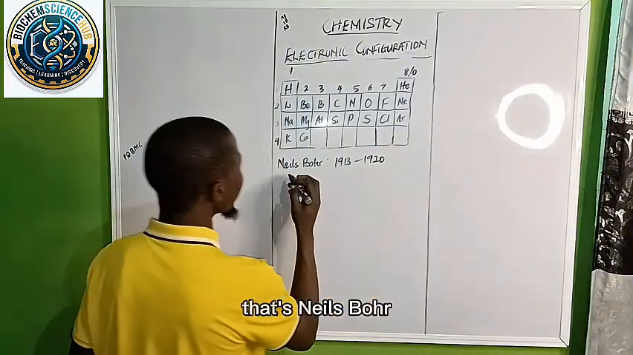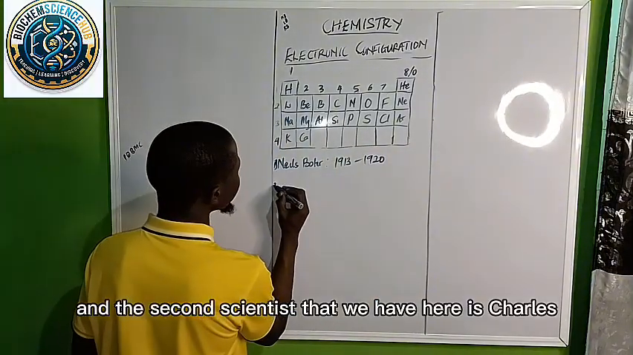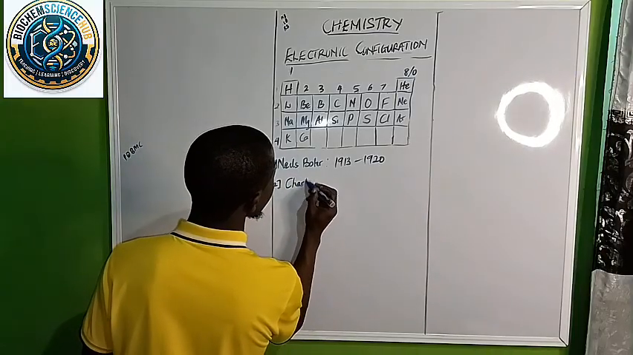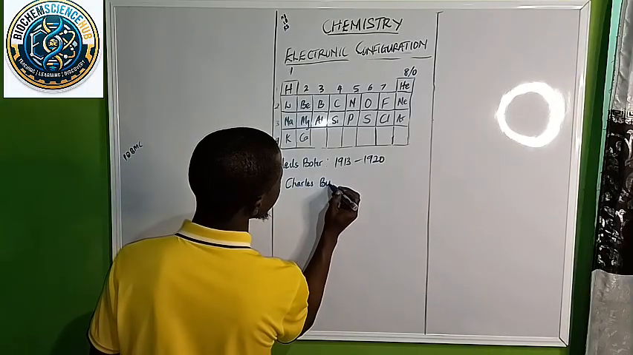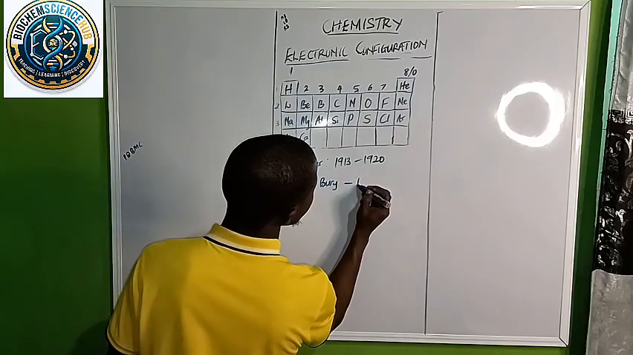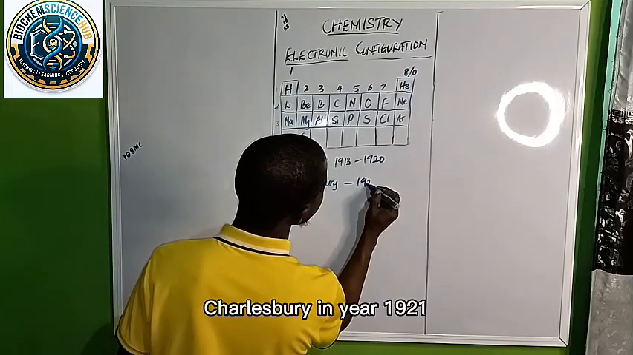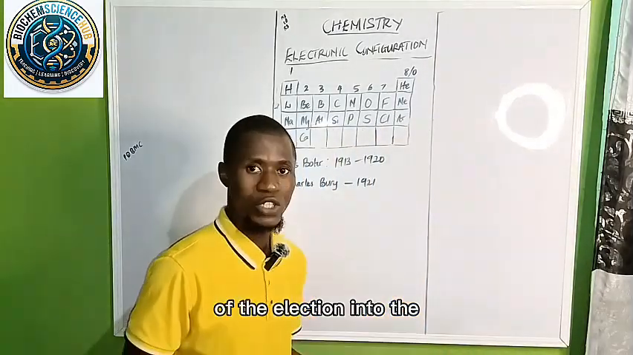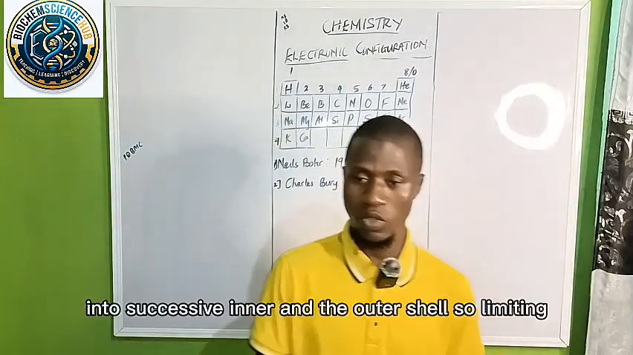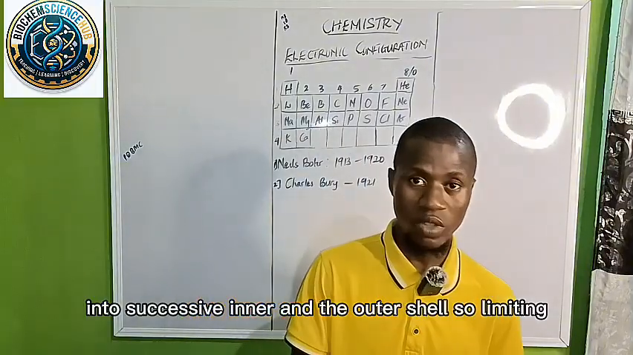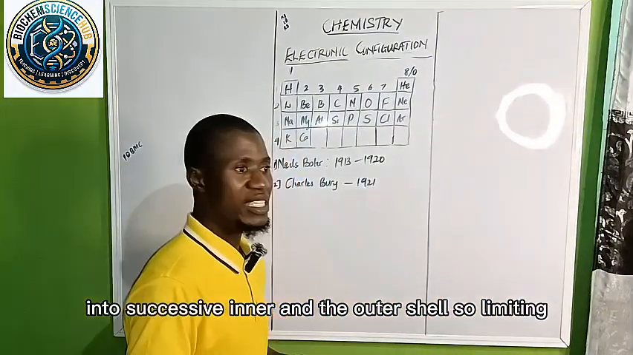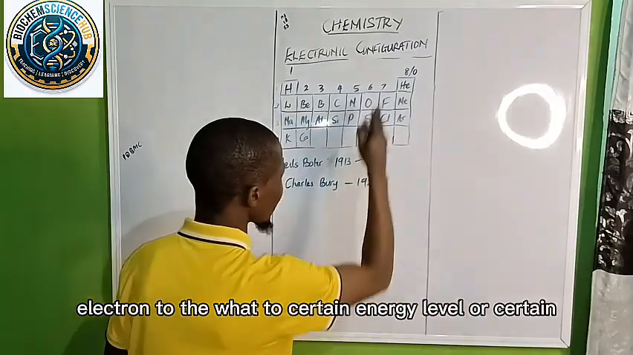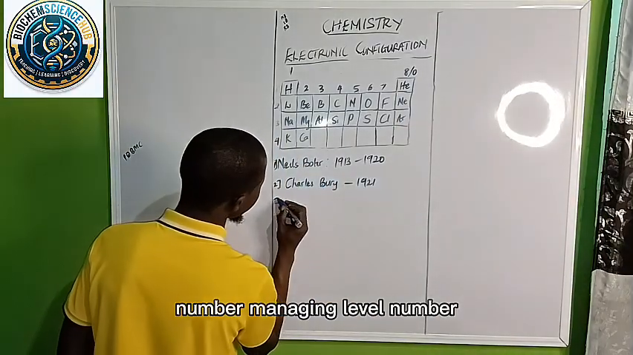So that's Niels Bohr. And the second scientist that we have here is Charles Bury, in year 1921. Charles Bury worked on the distribution of the electrons into successive inner and outer shells, so limiting electrons to certain energy levels or certain energy numbers.